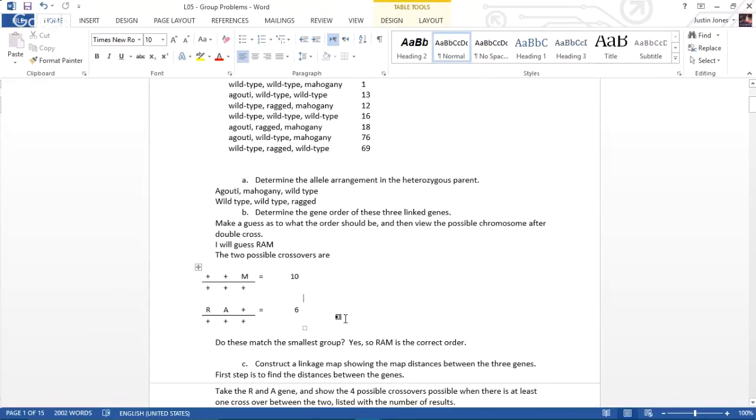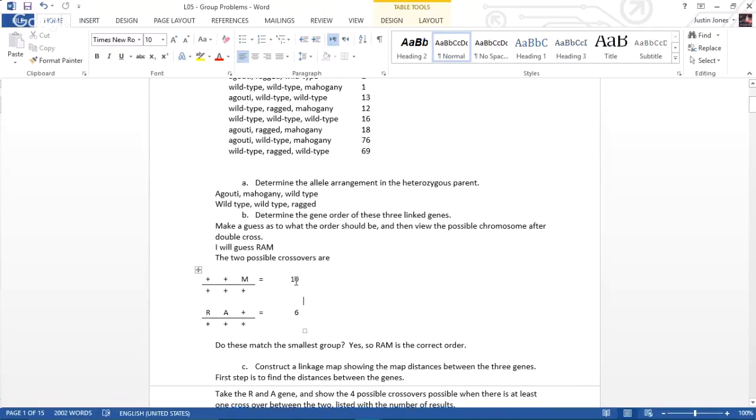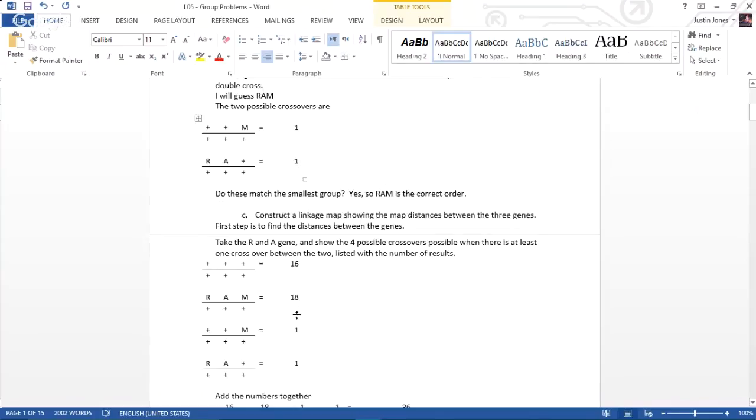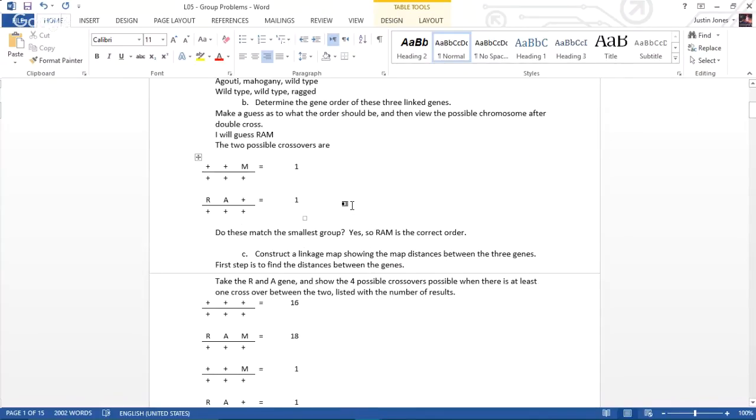And looks like I typed in weird numbers. These are both 1. I'm going to have to double check those in my answer. So do these match the smallest group? Yes, they do. So the correct order is RAM.